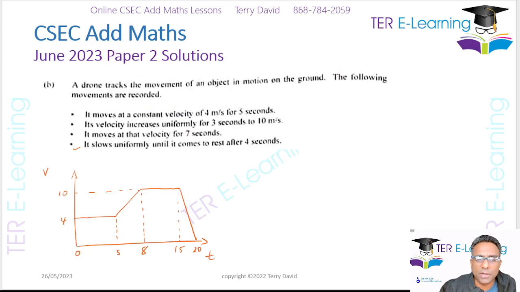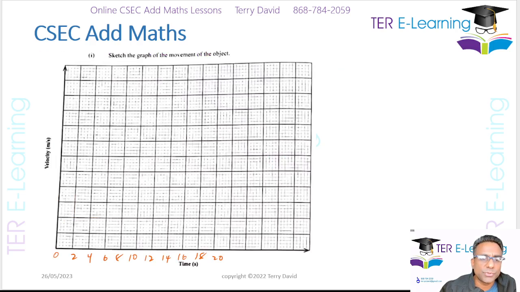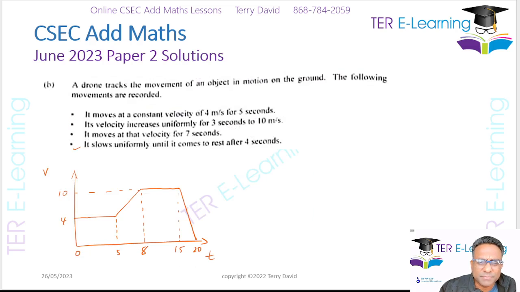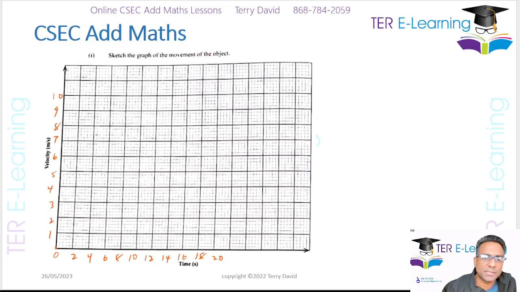In terms of velocity, we're going up to 10. 1, 2, 3, 4, 5, 6, 7, 8, 9, 10. So now we started, sorry, not from rest. We started from 4 meters per second for 5 seconds. So I'm just going to put the points first, and then I'll draw the lines after.